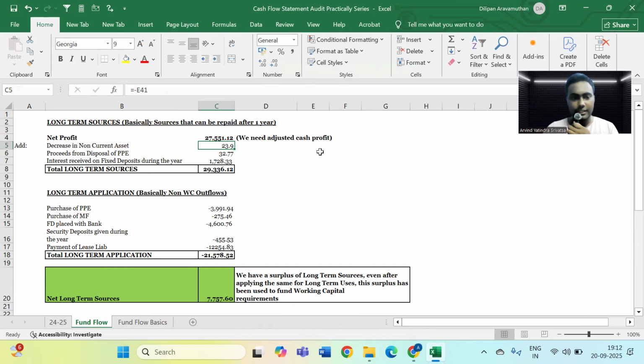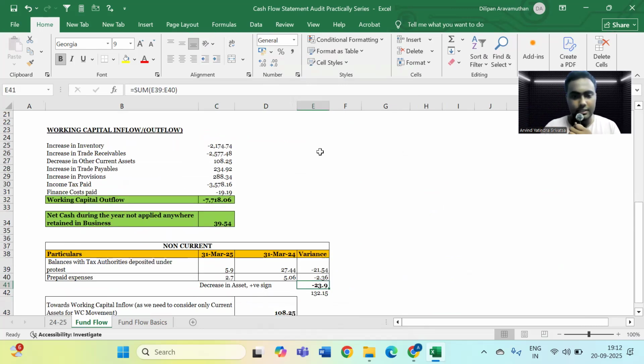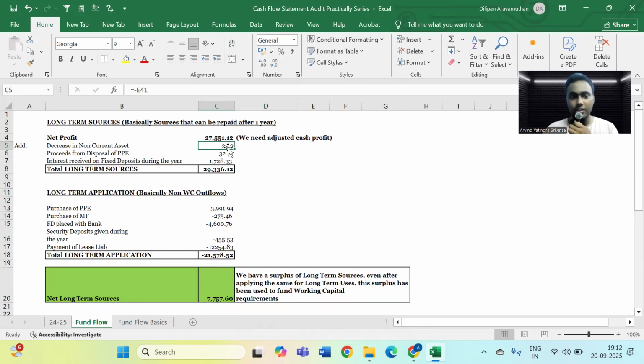Next, let's come to the other long-term sources. Let's look at my non-current assets. My non-current assets have reduced by 23.9. If they have reduced by 23.9, it indirectly means that I have realized these assets, due to which they have reduced. So it is an inflow for me, which I have considered above as a long-term source of finance, because it is an inflow of funds and it is a source of finance because I have sold my non-current assets. Then proceeds from disposal of property, plant and equipment.